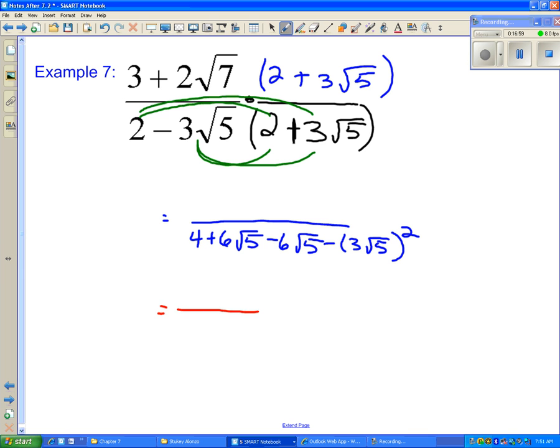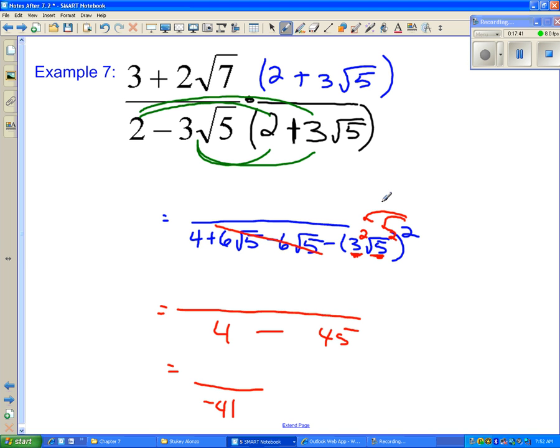So again, in my denominator, my 6 square root 5 and negative 6 square root 5 always cancel. 3 squared is 9. The square root of 5 squared is 5. So 9 times 5 is 45. My 4 is still the same. This is 4 minus 45. So I get negative 41. I don't have a square root down there. I don't want a square root down there. That's what it needs to look like.